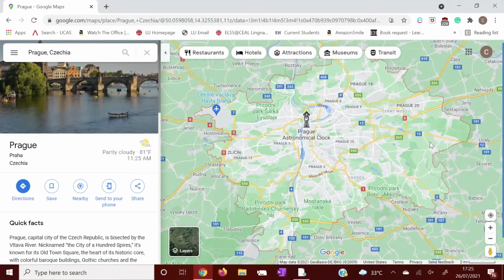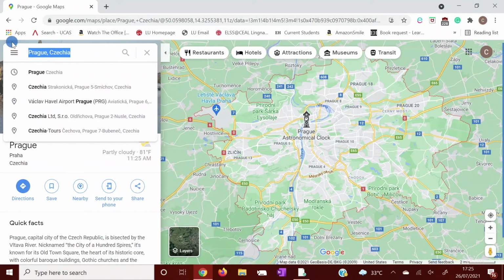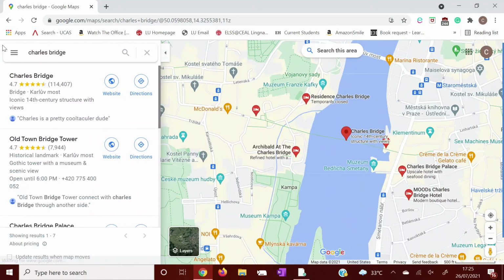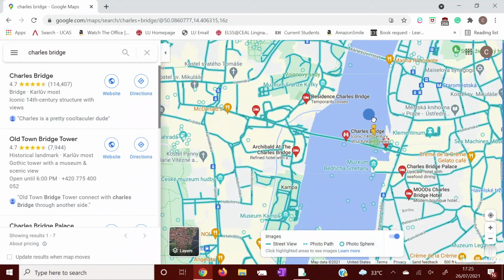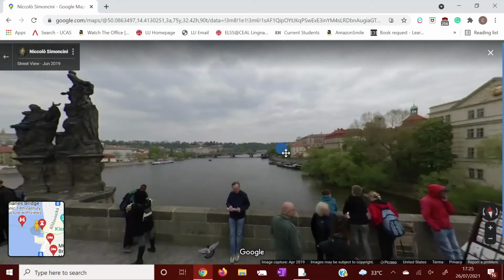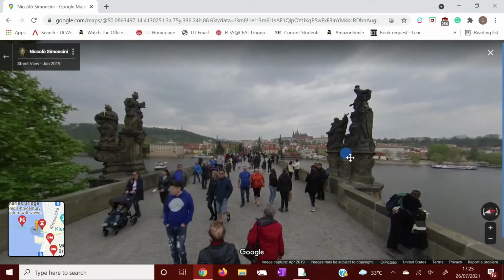Now, I will revisit the destination together with you by going on Google Maps. We are now in Prague virtually. Let's go to world-renowned tourist spot, Charles Bridge. Let's look at Charles Bridge in Street View and walk along the bridge. Here are some fun facts about Charles Bridge.